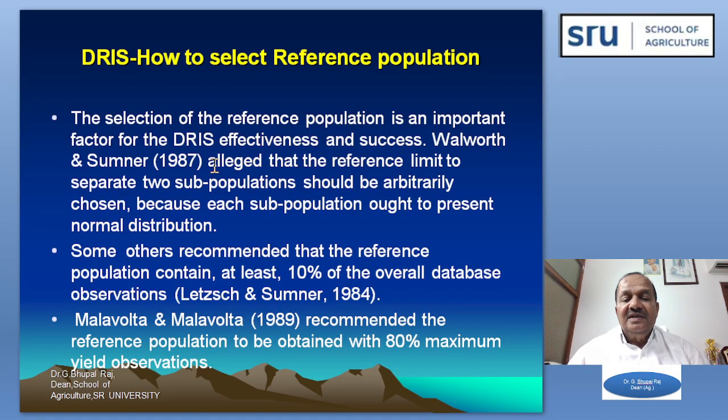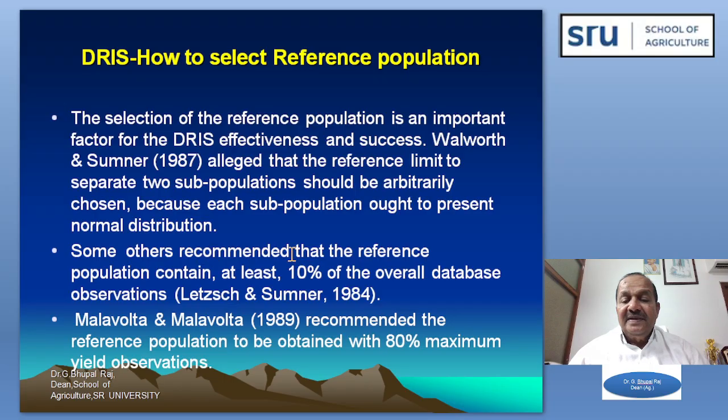Walworth and Sumner, during 1977-87, agreed that the reference limit to separate the two subpopulations should be arbitrarily chosen, because each subpopulation ought to present normal distribution. So how to divide the population into high yielding population and low yielding population? What criteria has to be taken? I will explain in the coming slides.